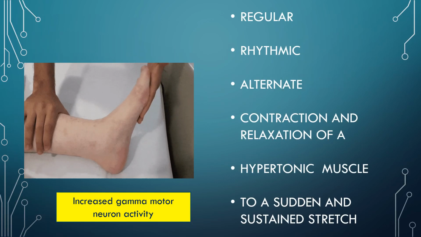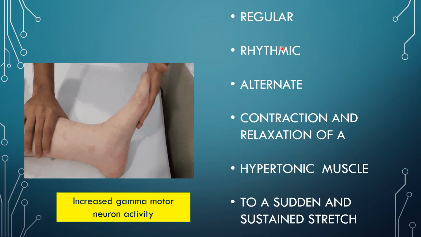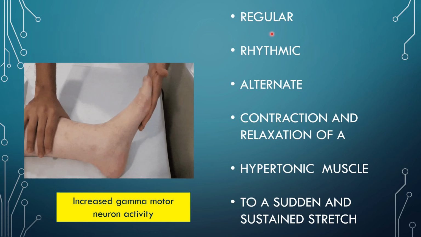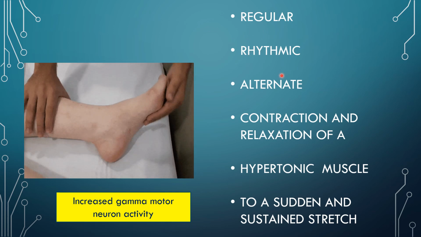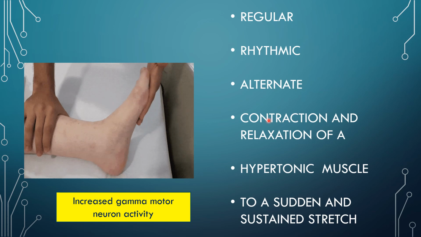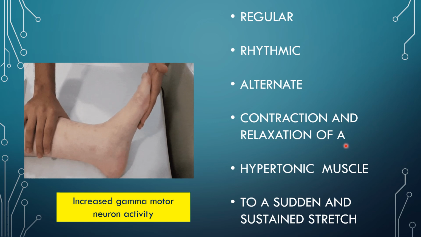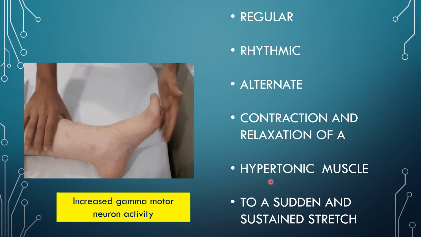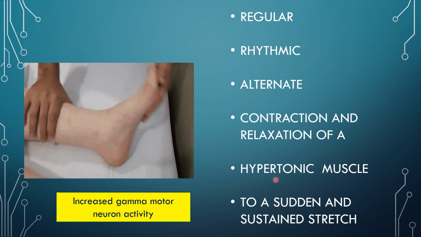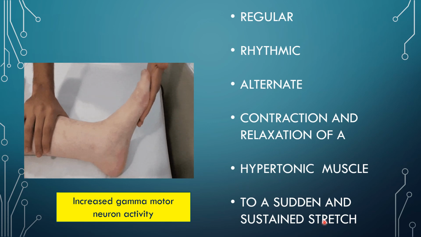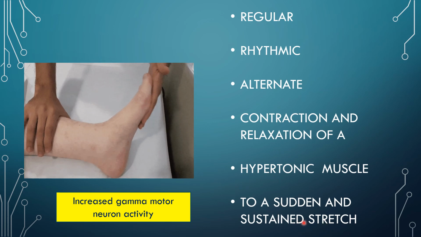Now, what is clonus? Clonus is a regular, rhythmic, alternate contraction and relaxation of a hypertonic muscle. And when will it happen? It will happen to a sudden and sustained stretch.